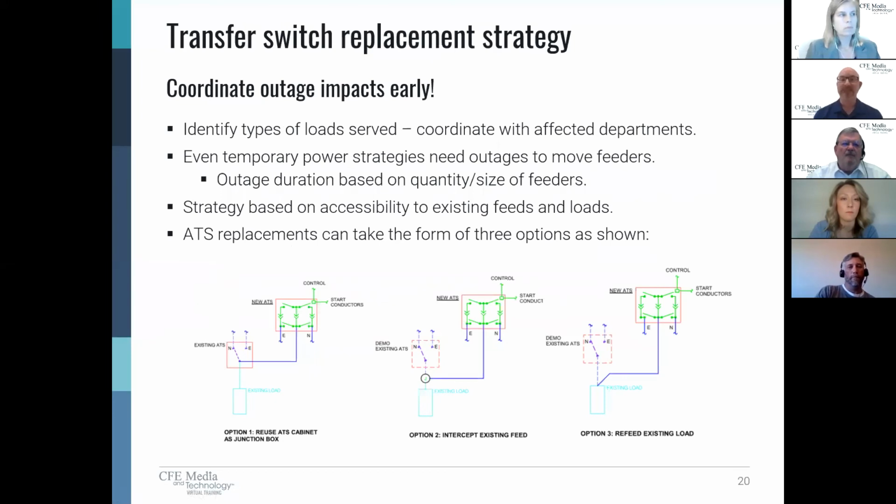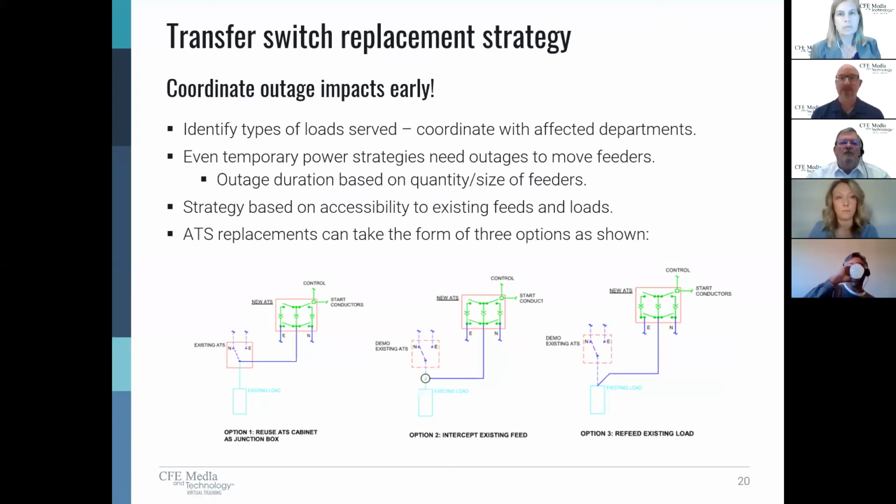Now, when it comes to actually replacing your transfer switch, you have a couple options. You can either reuse the existing cabinet as a junction box, and while that's a legal idea, it comes back to the previous conversation about making sure that we're not going to make our emergency power system vulnerable to failures on the normal side.